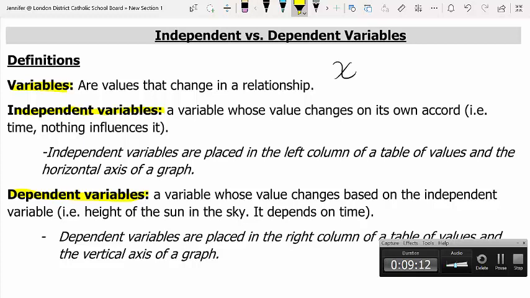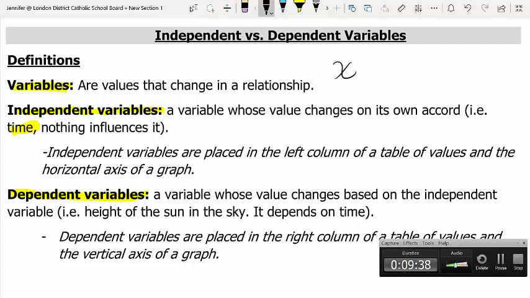An independent variable is a variable whose value changes on its own accord. It just changes, and it doesn't change because of something else. For example, time. Time just changes as we go through our day. It just changes from 8 o'clock to 9 o'clock. Nothing influences that. It's going to happen no matter what. So we call those independent variables.